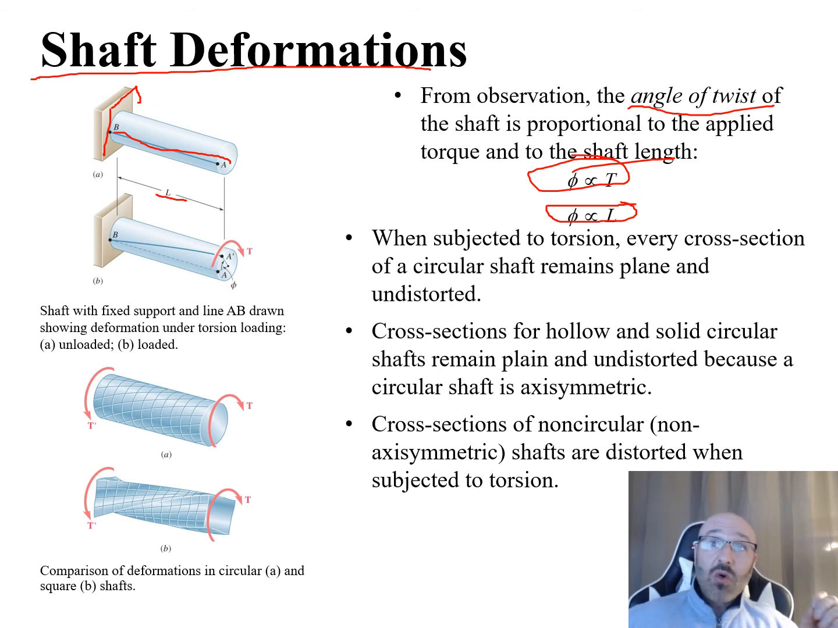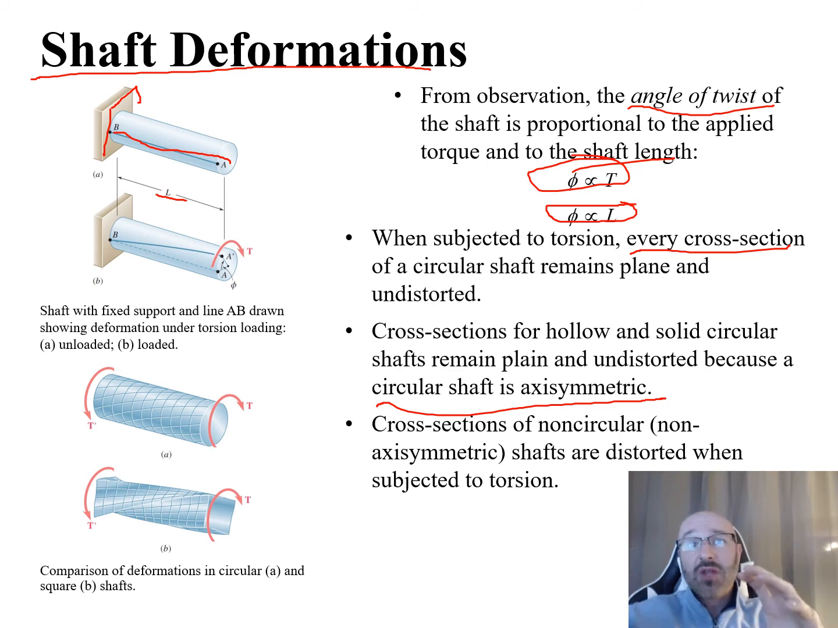Now, when subjected to torsion, every cross-section of a circular shaft remains plane and undistorted. So it's twisting on the outside, but on the inside, if we were to actually slice this up, these cross-sections are still going to be circular and remain plane and not distorted at all. The cross sections for a hollow or solid cylinder shaft remain plane and undistorted because the circular shaft is considered to be axisymmetric. So you're rotating around that axis of symmetry, and that's why you have no distortion going on.